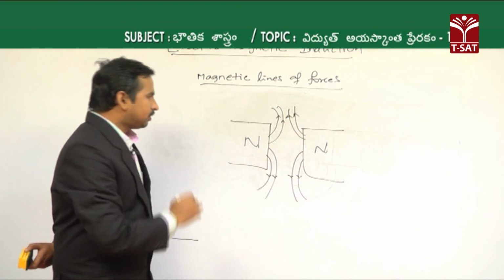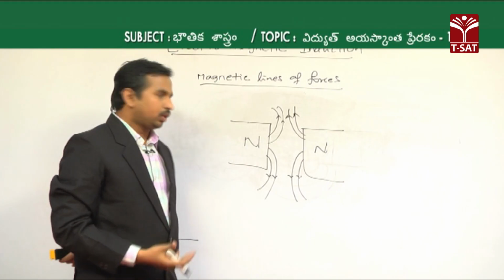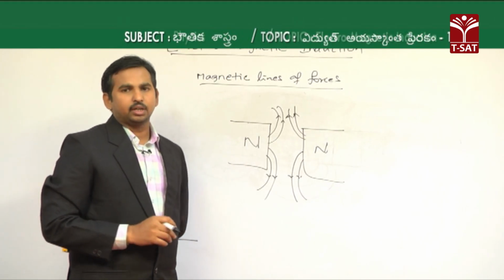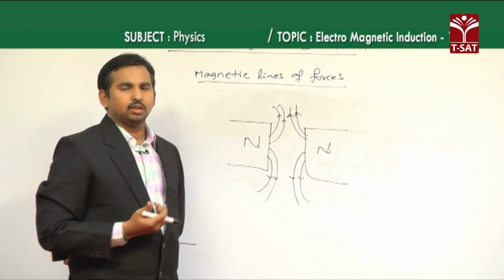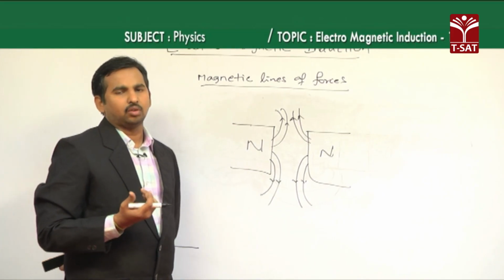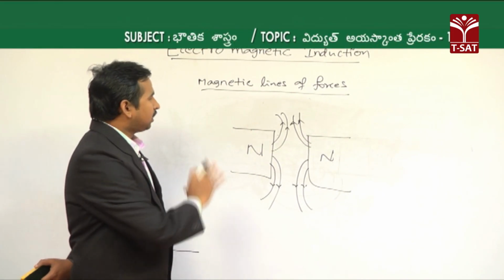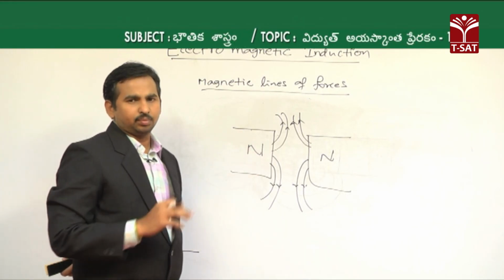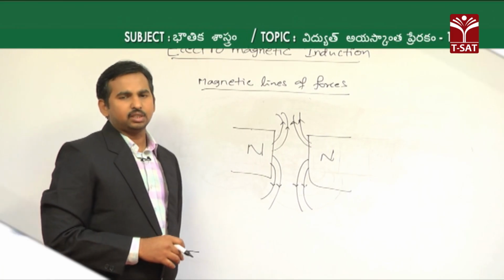This is the case if you take two like poles. You can take the case of north poles or even south poles. In both cases there is repulsion and no two magnetic lines are in contact. All are going away from each other. This is the case of magnetic lines of force when there is attraction and when there is repulsion.